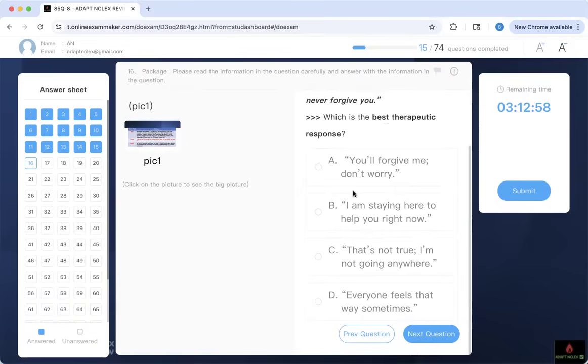Everyone feels that way sometimes. Well, I'm not everyone. I'm a patient. I said, if you leave me, I will never forgive you. Which one is the right answer? I'm here with you to help you. It's generalized, supportive to the patient. It's not argumentative, and it's not reframing what she said. You don't know whether you will live or not, but he said, I'm here to help you. Reassurance is much better.